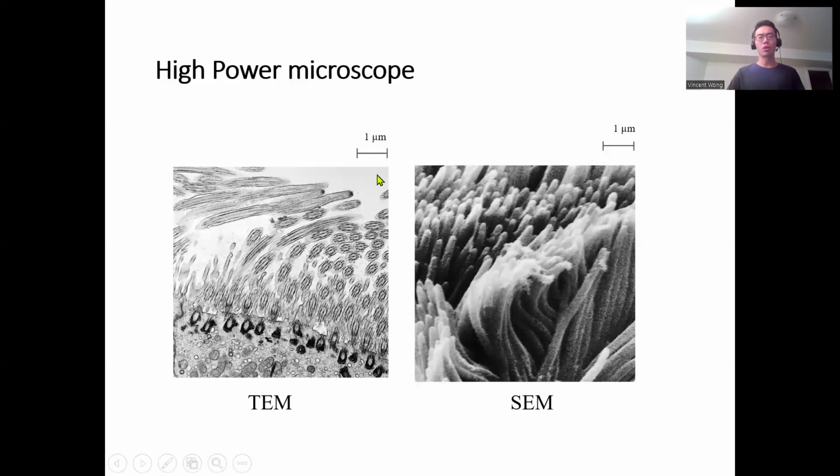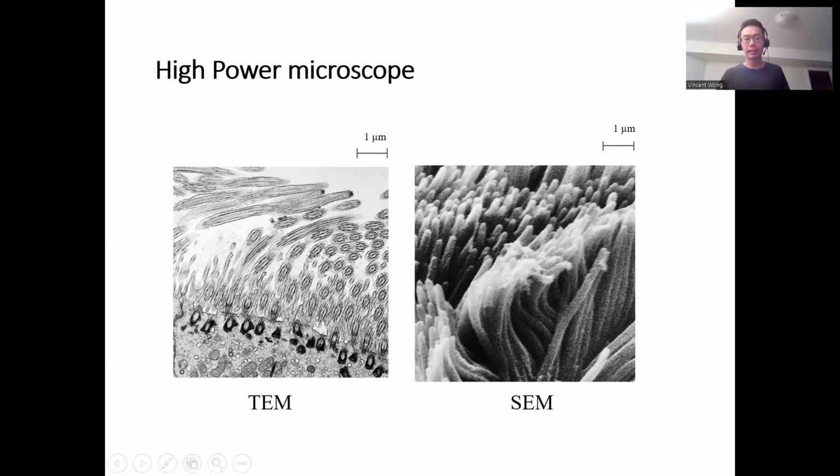Okay, so if you want to go down to the smaller end on the micrometers, or sometimes even in the nanometer range, then you have to use an electron microscope. On the left side, we have a transmission electron microscope, which is good for looking at cross sections. A cross section is like if you have a specimen and you cut it, and then you look at the cutting, right?